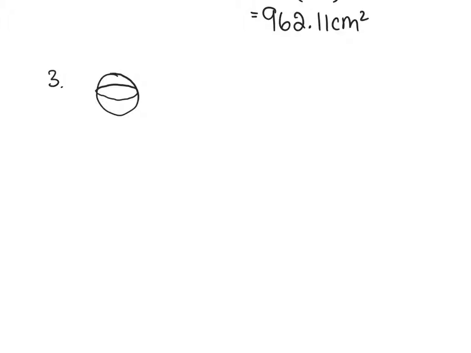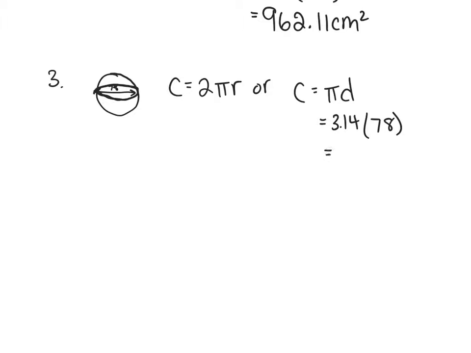And we know that the diameter of a basketball is 78 centimeters. So it looks like we're actually looking for the circumference. So we know circumference is 2 pi r, or circumference is just pi times diameter. I'm going to use that formula since I know the diameter. So we do 3.14 times the diameter, which is 78. So 3.14 times 78. Oh, this time I didn't use the pi button because I forgot about it. And I get 244.92 centimeters. And that's it.